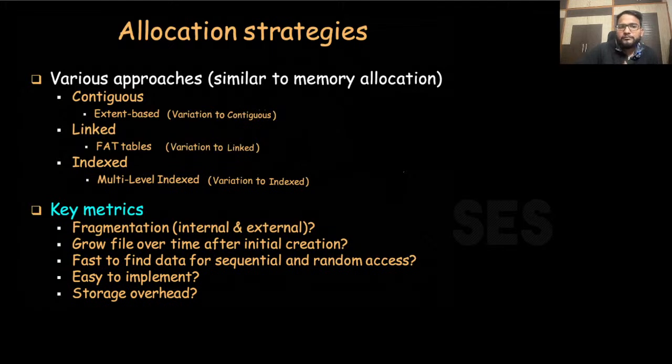Method 1 has one variation that is called extent based. Method 2 also has a variation which is called FAT, the file allocation table. Method 3 also has a variation which is called multi-level indexing. So either you call it 3 methods or you call it 3 plus 3, which is 6 methods. Anyway, it doesn't matter. We are going to study these 3 methods, and once we study them, we are going to correlate this with modern operating systems. That's our plan, right?